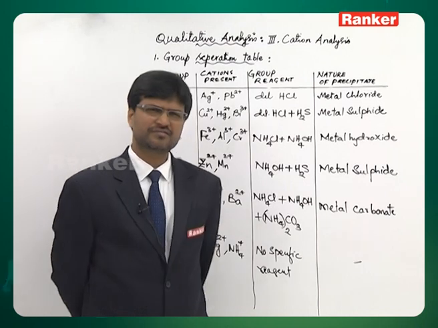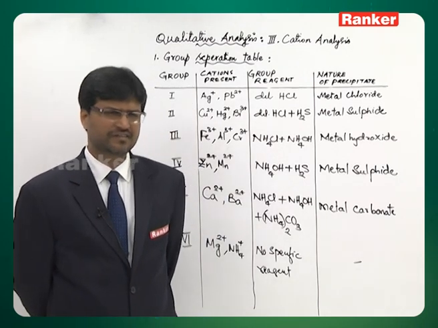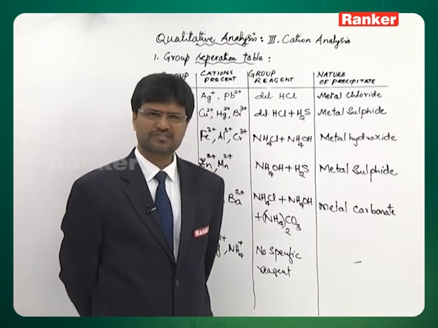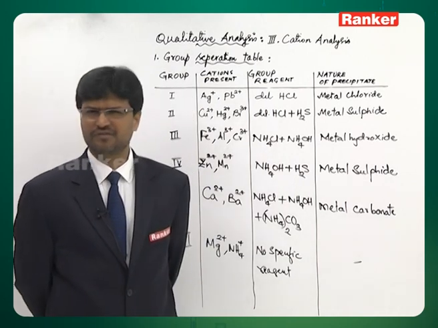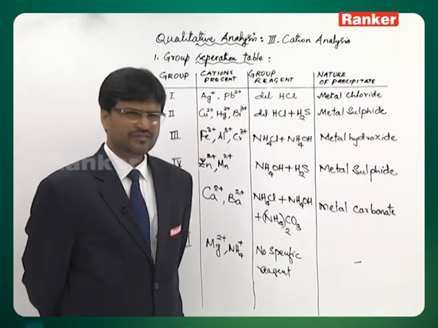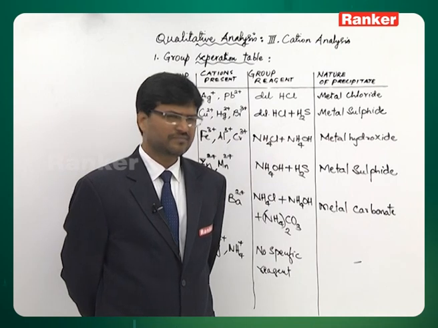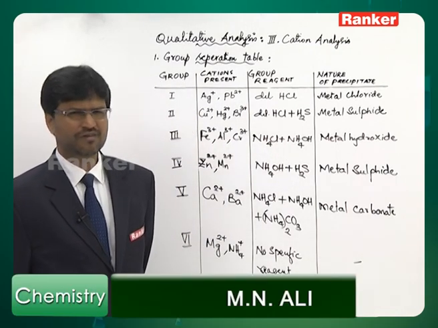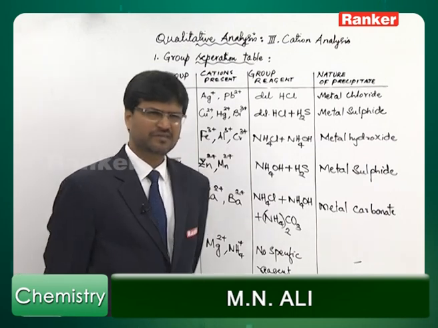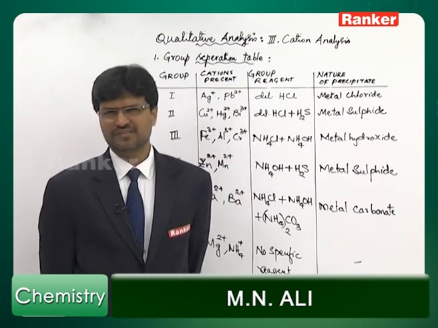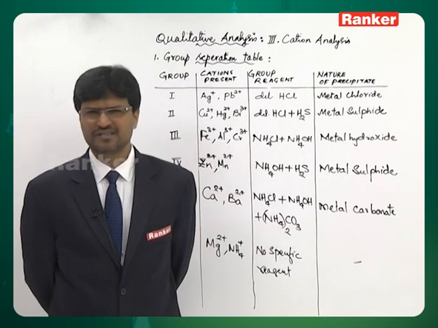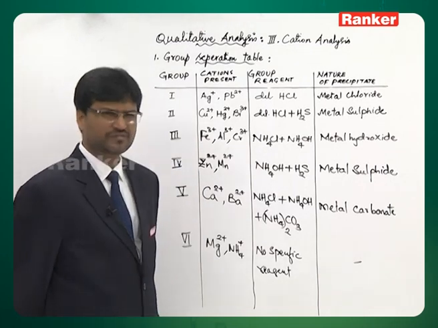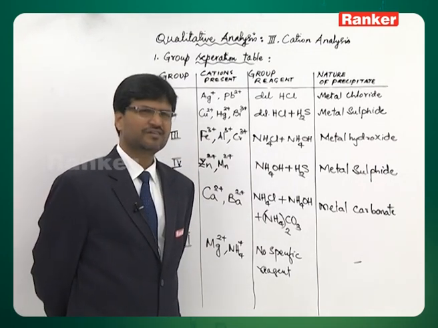Group 4 consists of zinc and manganese. The reagent is ammonium hydroxide and H2S mixture, metal sulfide precipitate is formed. Group 5 consists of calcium and barium, and the reagent is a mixture of ammonium chloride, ammonium carbonate and ammonium hydroxide, metal carbonate precipitate is formed. Whereas group 6 is miscellaneous, consists of NH4 plus and Mg2 plus, and there is no specific reagent to identify group 6.